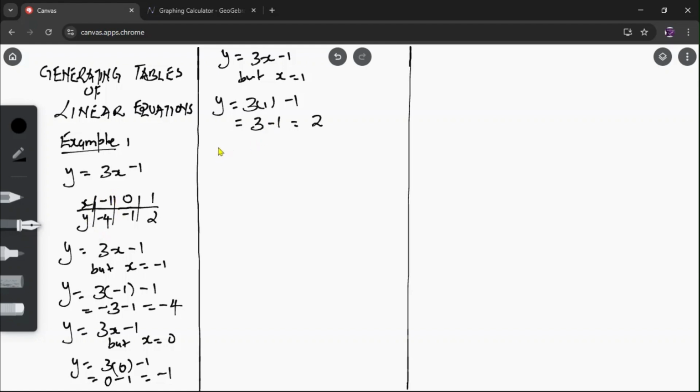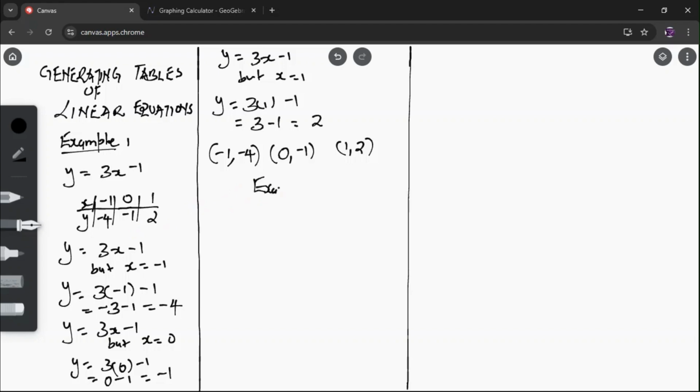So I'll have -1, -4. I am picking these values. That is the first coordinate. The second coordinate is 0, -1, and the third coordinate is 1, 2, like that. So this is what I'm going to plot on my graph, right? So that is the first example. We will do the three of them. Then we see when you go to our graph, how should our graph look like?